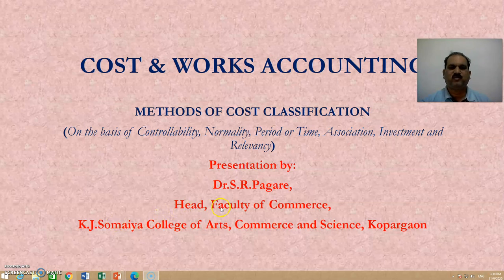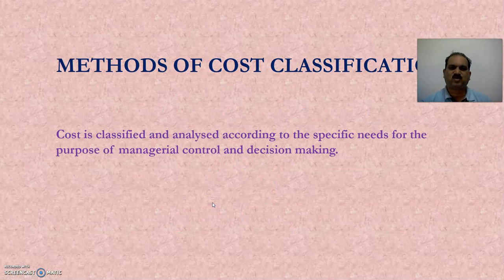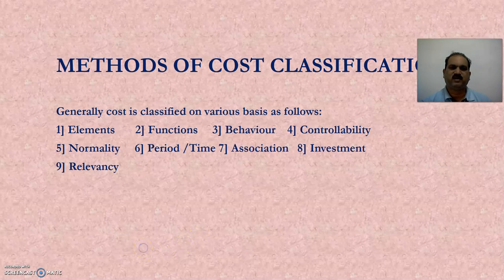In today's session, we will be studying methods of cost classification on the basis of controllability, normality, period or time, association, investment and relevancy. So, let's see what is cost classification. Cost is classified and analyzed according to the specific needs for the purpose of managerial control and decision making. That means managerial control and decision making are the two basic objectives for which the cost needs to be classified.